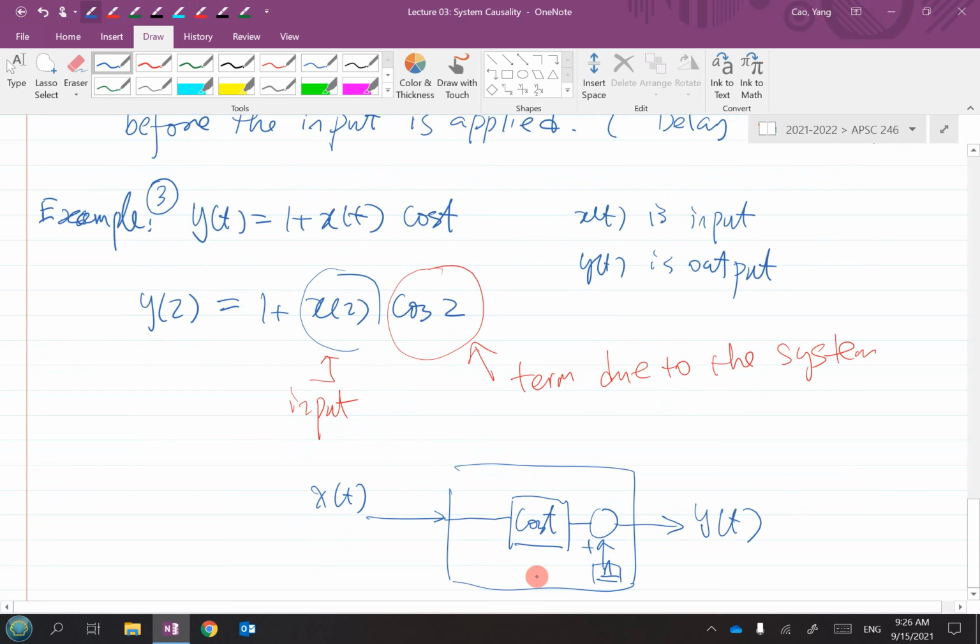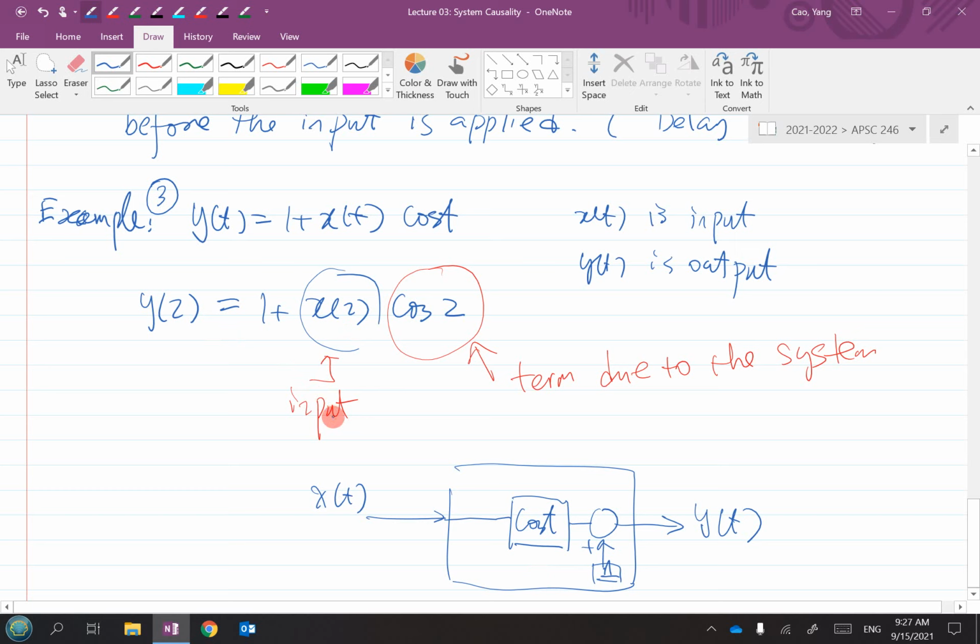So this is probably what's going on inside the box representing the system. All right, good. That's pretty much all the information you need. Then you go back to your definition of causality. Now you answer me the question: do you think this is a causal system or a non-causal system? Non-causal. Huh?